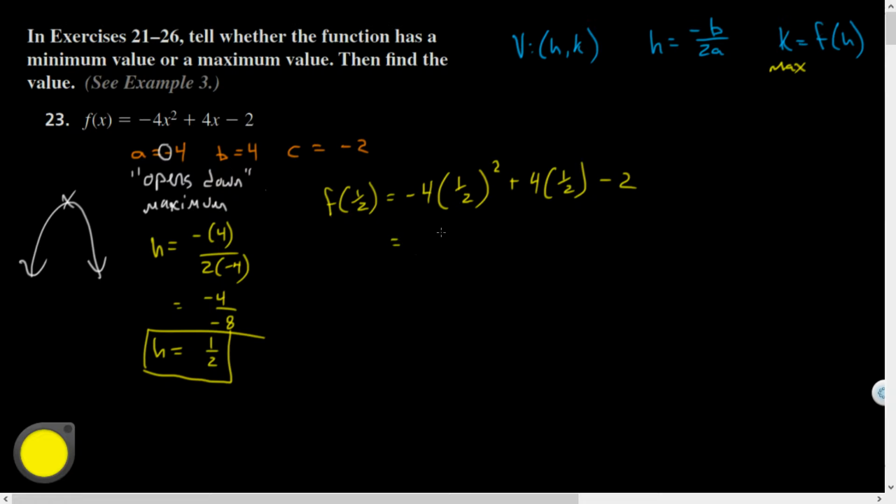This actually isn't as bad as it could be. Squaring a fraction, you actually square the top and the bottom. So 1 squared is 1 over 2 squared is 4. Plus 4 times a half of 4 is 2. And 1/4 of negative 4, well, those 4s would cancel out. It's just going to be negative 1 plus 2 minus 2. So it ended up turning out to be an okay number here. Negative 1 plus 2 is positive 1, and positive 1 minus 2 is negative 1.